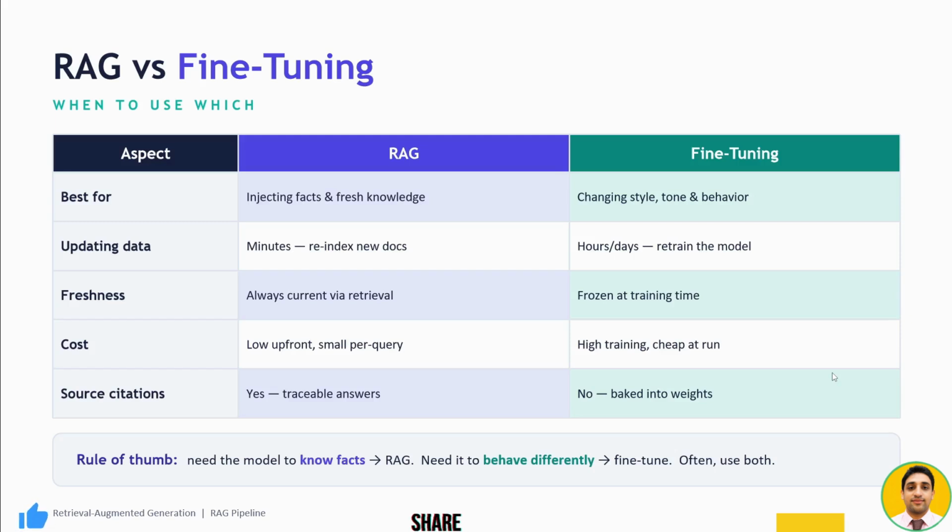The general rule of thumb to remember here is simple. If you need the model to know specific facts, use RAG. If you need the model to behave differently, use fine-tuning. And very often in real world applications, companies actually end up using both approaches together to get the best of each.